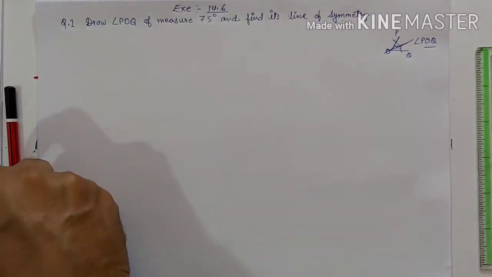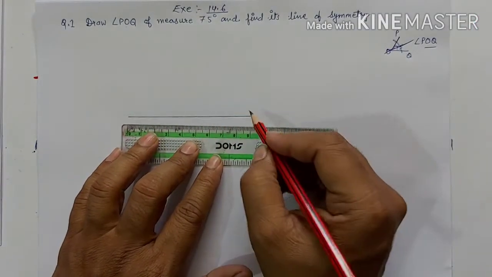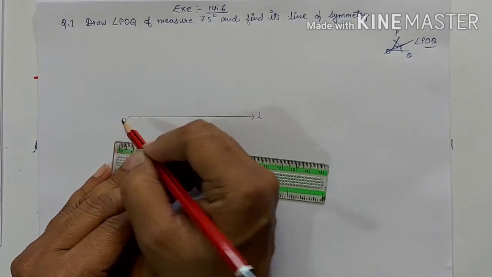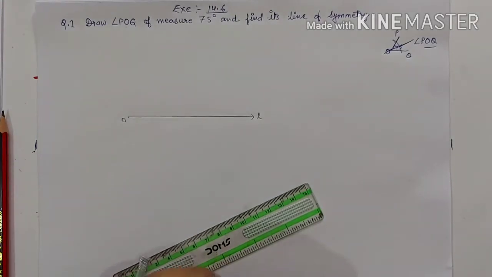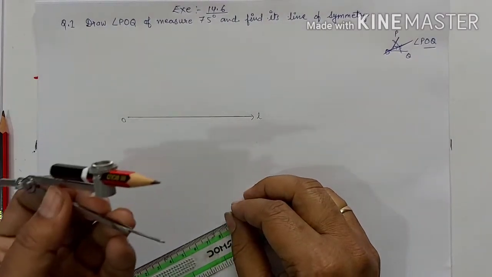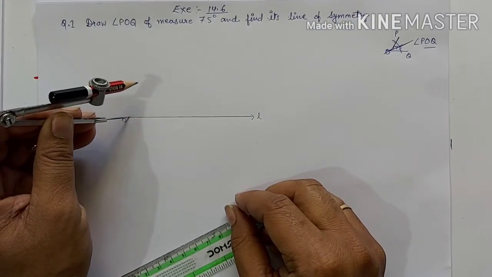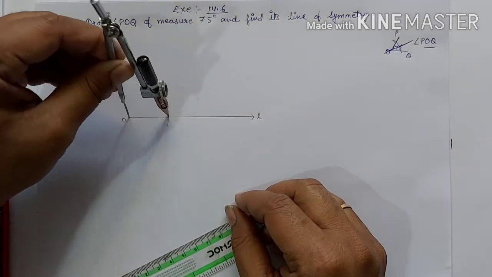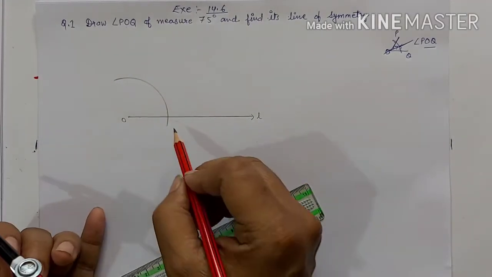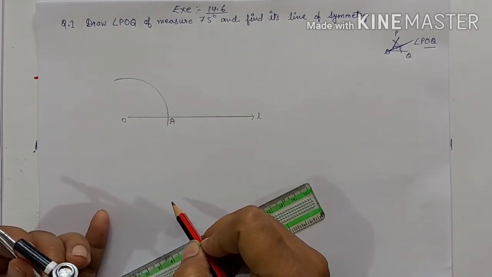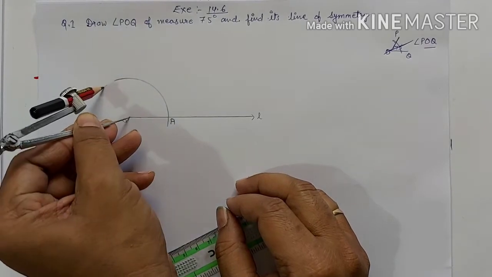Now we start. First you draw a line L. This is the line L and this is point O, because the angle is made at the point O. And 75 is made by the compass. First you choose any fixed radius. Place the pointer of the compass at O and draw an arc of any radius which intersects line L. They give the name A to this point. Now do not change the radius.